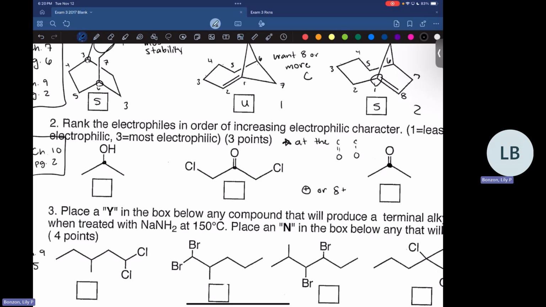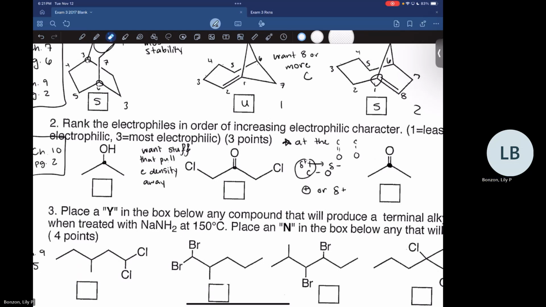And so we know that whenever we have a carbon attached to something that's electronegative, such as an oxygen or a fluorine or a chlorine, that electronegativity difference pulls some of that electron density away from the carbon. So it makes the carbon partially positive, and whatever the electronegative atom is, slightly negative. So we want to find the most partially positive carbon that we have. So we want stuff that pulls electron density away, and that's going to be electronegative atoms. So for this first one, we have an OH.